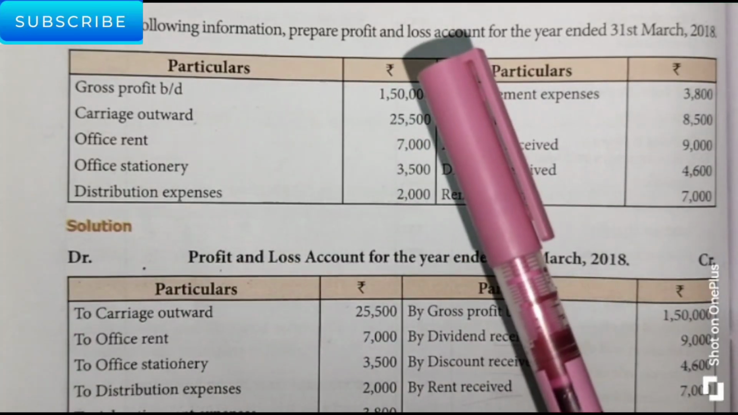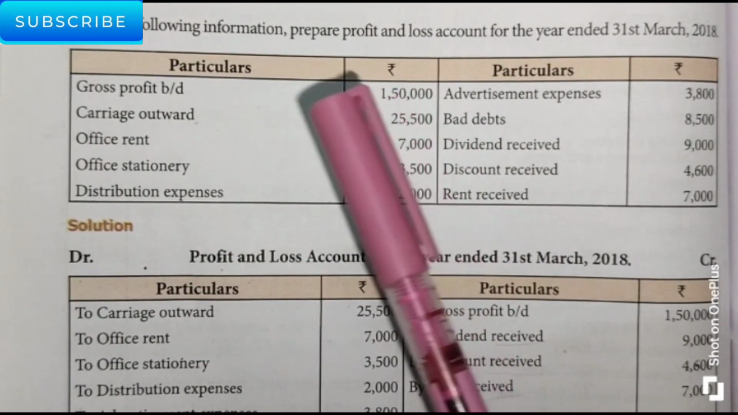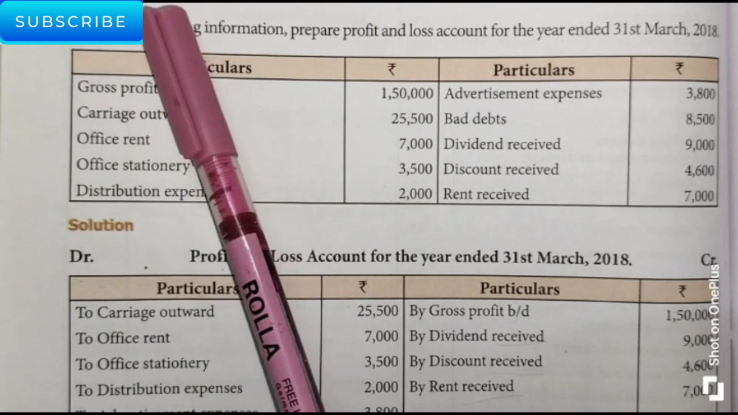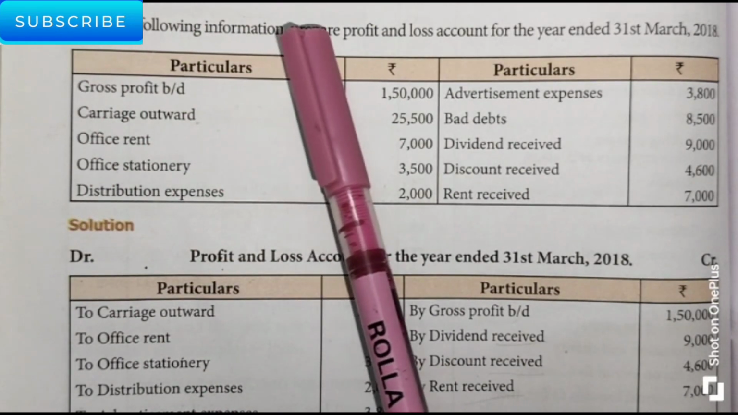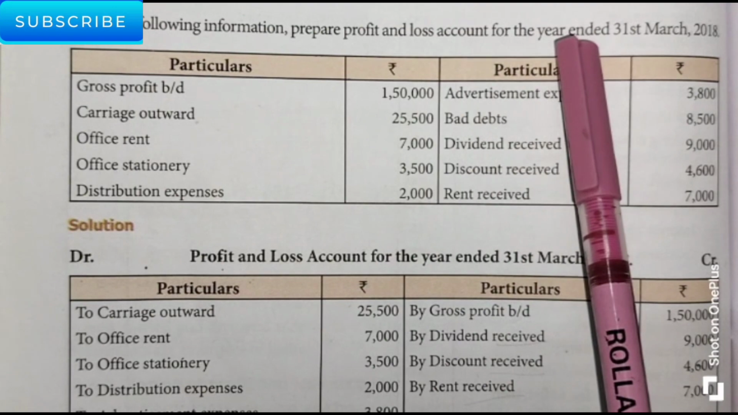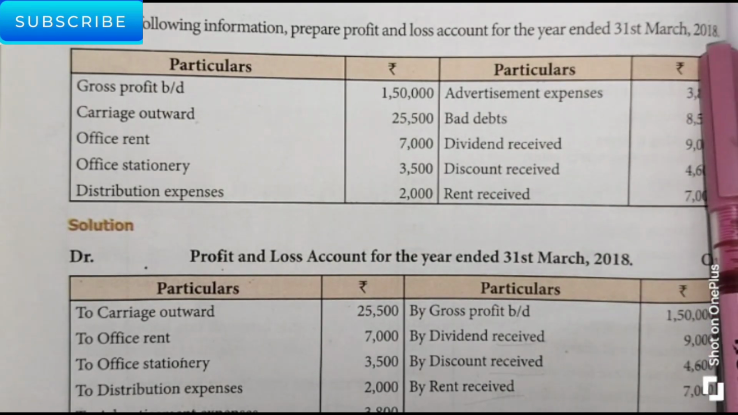Hi viewers, 11th Standard Accountancy Unit 12 Illustration Sum number 6. From the following information, prepare profit and loss account for the year ended 31st March 2018.